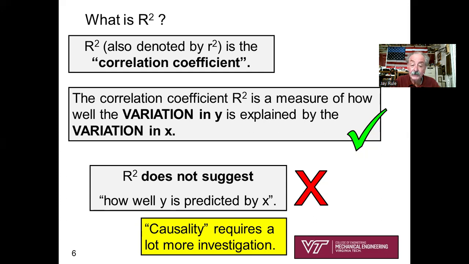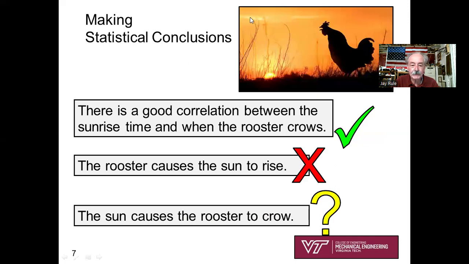So R squared does not suggest how well Y is predicted by X. The scientific name for Y being predicted by X is causality. In other words, does X cause Y to happen? And my next slide, I hope, is a little bit humorous but important to think about as you're dealing with data and correlating data and coming up with regression equations like a linear equation, Y equals mx plus b, to describe the relationship between Y and X. I really want to remind you about making statistical conclusions with data.